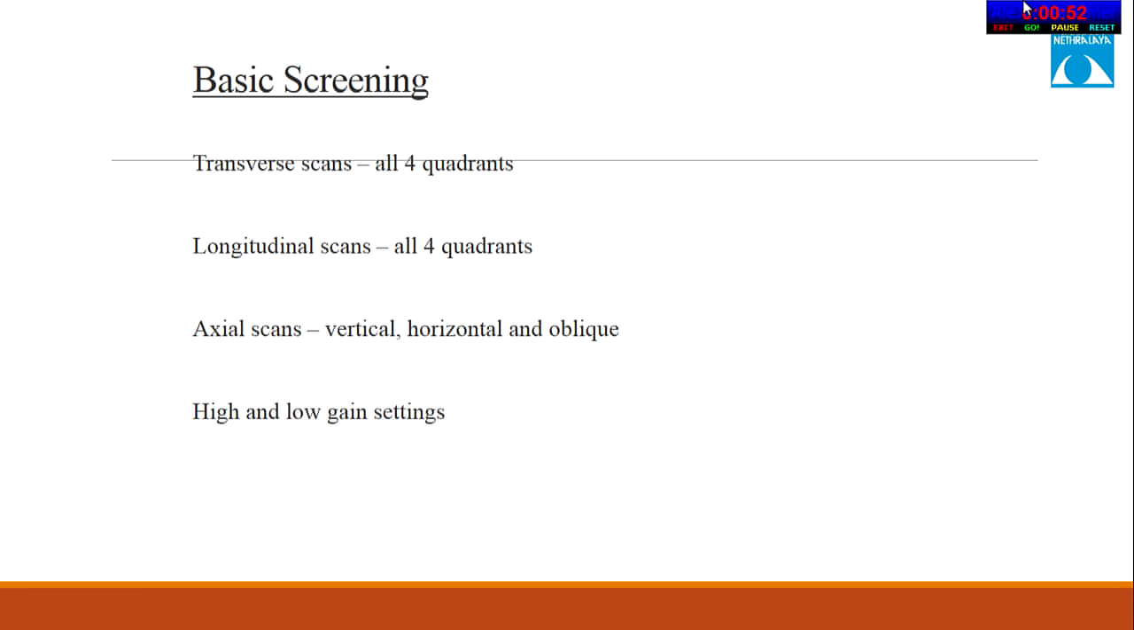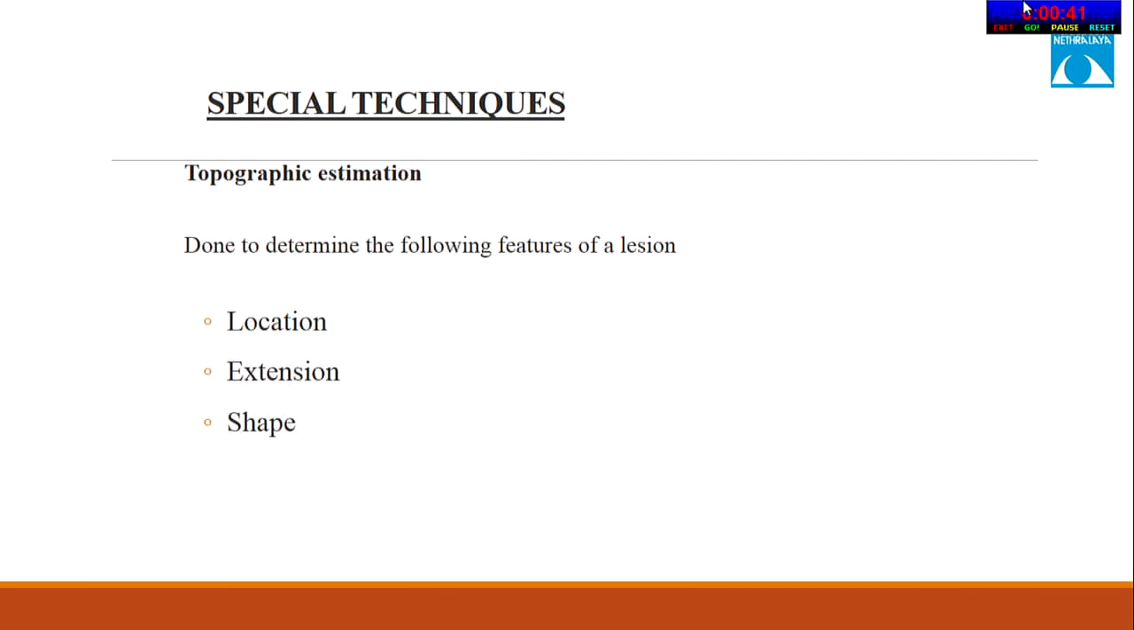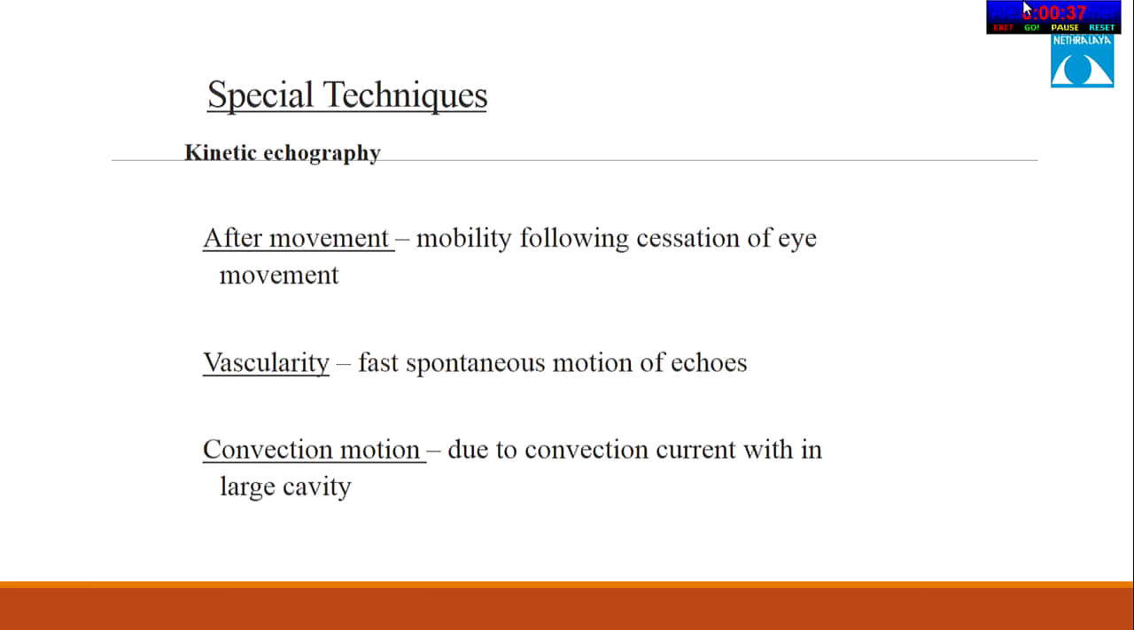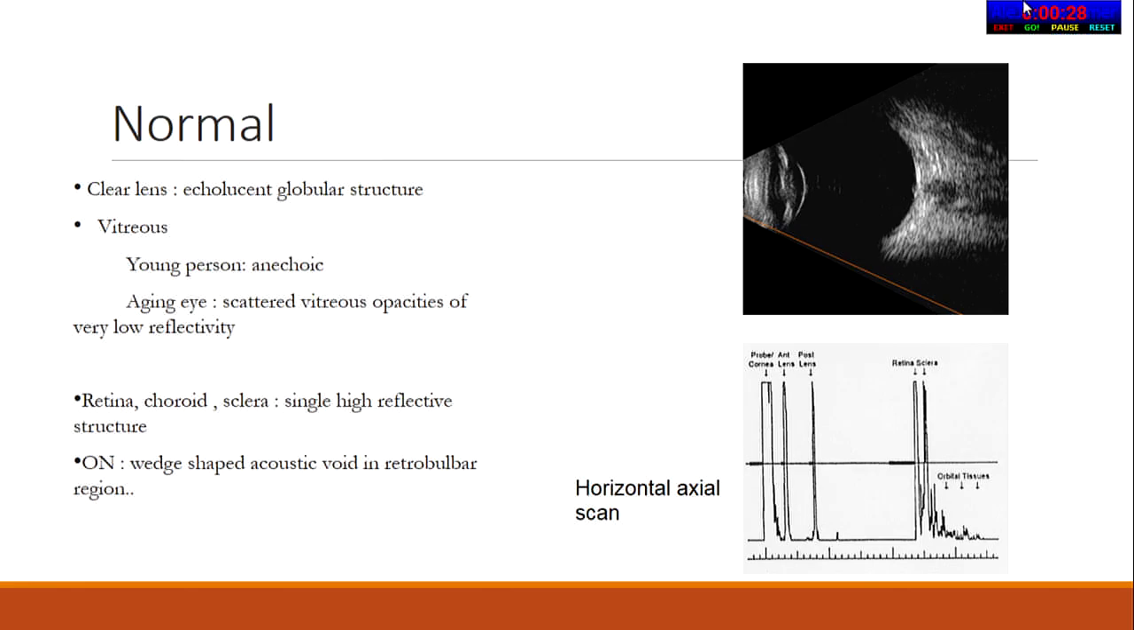And we need to take all these scans, longitudinal, axial, and transverse, both in the high and low gain. And we need to identify the location, extent, and size, and we need to know the movement, vascularity, and convection pattern of the lesion.